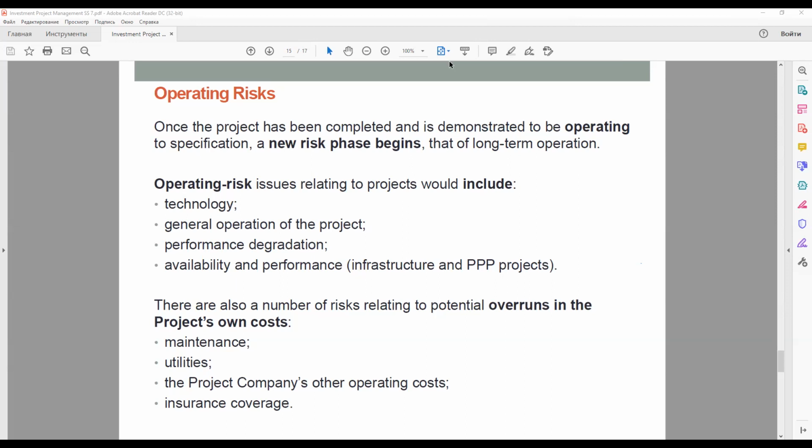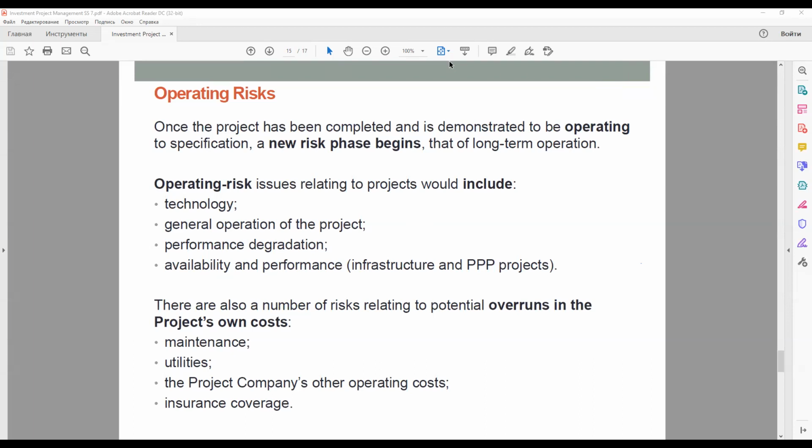Preliminary issues that will concern us in this respect include how the project company's operations will be managed. What are the track records and skills of those involved? And to what extent will it be able to receive technical or similar support from the sponsors. Operating risk issues relating to projects would include technology, general operation of the project, performance degradation, availability and performance.